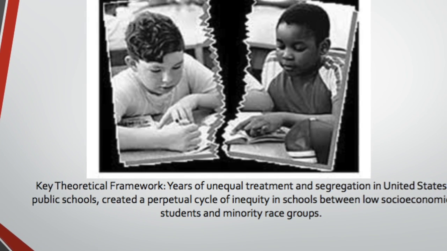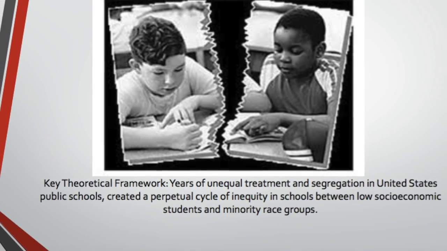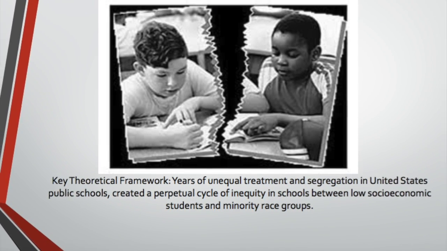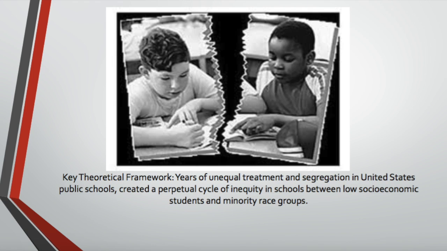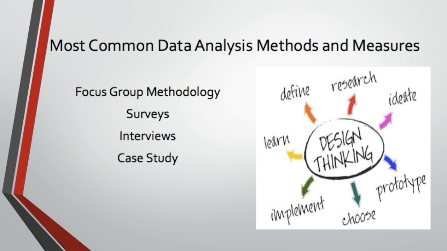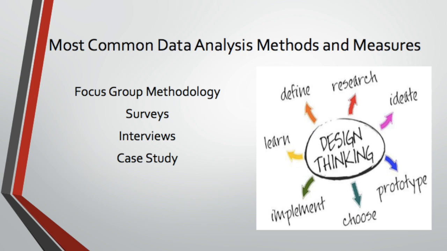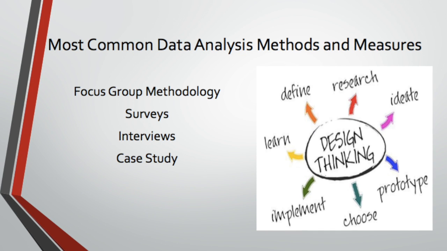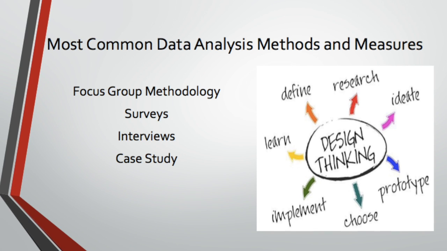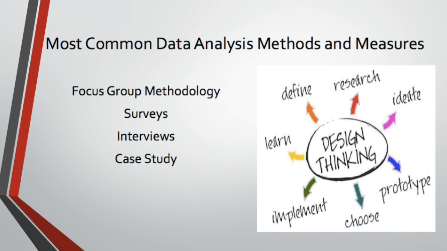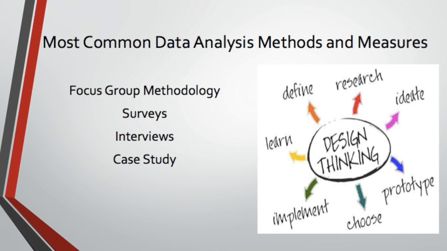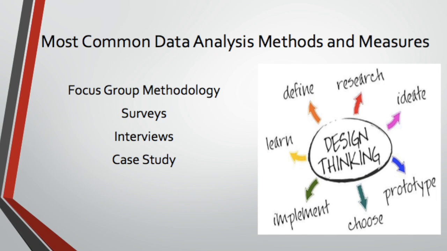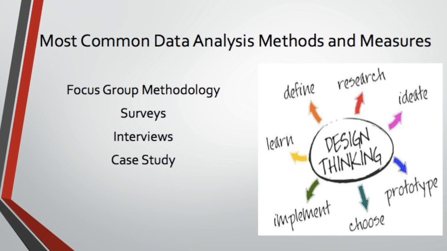And so the key theoretical framework that I focused on is that years of unequal treatment and segregation in the United States public schools created a perpetual cycle of inequality in schools between low socioeconomic students as well as minority race groups. And some of the commonly used analysis methods and measurements that I saw over and over again in the annotated bibliography were focus group methodology, surveys, interviews, and case studies. And so really, not only is inequity and inequality a big issue, that inequality directly infringes upon students' fundamental rights to learn, really focusing on how the arts are denied to these populations. And that's a big source of inequity.